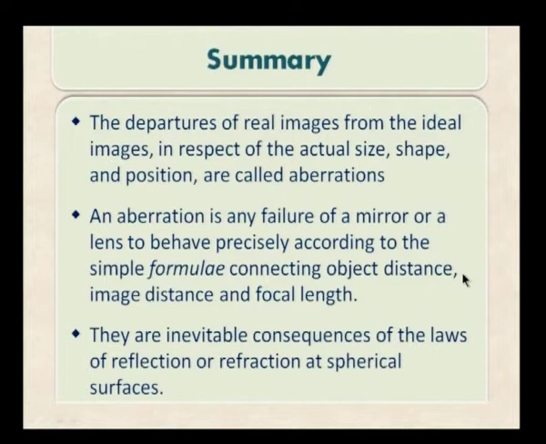With this we come to the end of lecture 1, and before that we will have the summary and the question session. The summary goes as follows: the departures of real images from the ideal images, the actual images in respect of size, shape and position, are called aberrations. Anything which deviates from the actual image, the difference between the real image and the one that you obtain, is called the defect or the aberration.